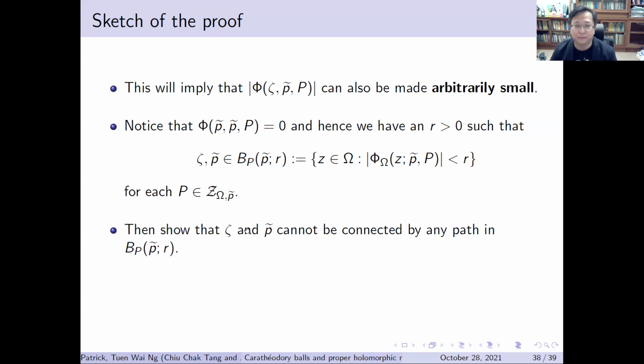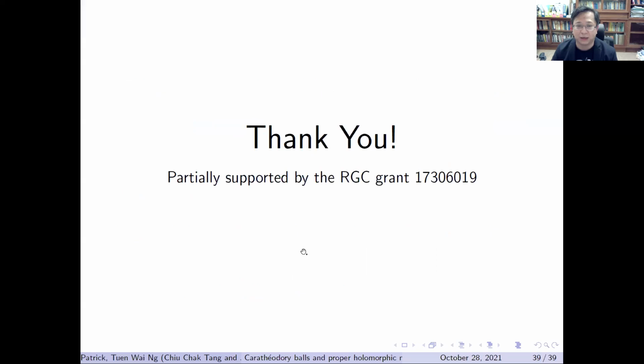And finally, we need to prove that these 2 points cannot be connected by any path within this set. This is the technical part of the proof, and then we recall that our ball can be written as the intersection of all this kind of set. From here you can conclude that the ball is disconnected. So that's basically the sketch of the proof. I think I shall finish here. Thank you for your attention.